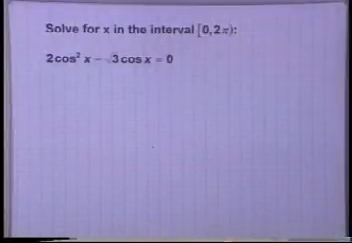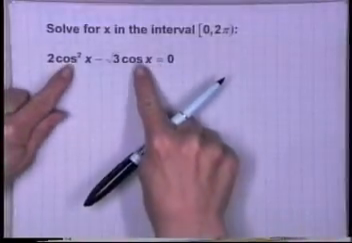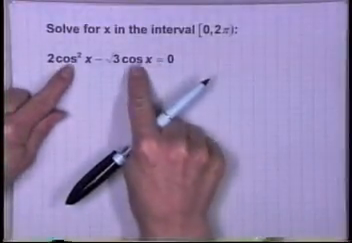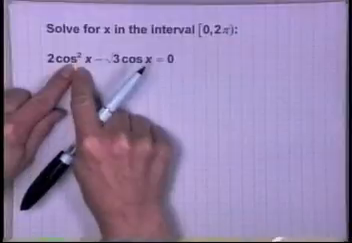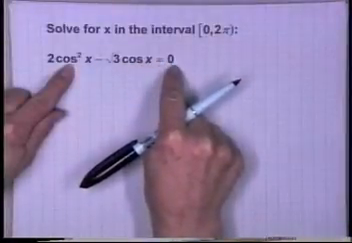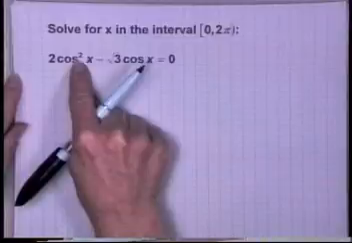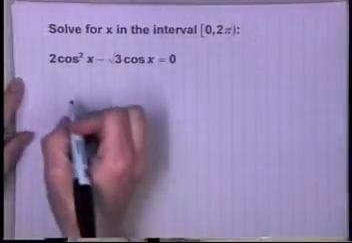Solve for x in the interval 0 to 2 pi. My equation is 2 cosine squared x minus square root 3 times cosine x equals 0. Now notice, I just have the one trig function cosine x, but it is squared in this first term and to the first power here. Notice I've got this equal to 0. So that suggests to me that I might try factoring here. We have a common factor of cosine x. Let's factor that out.